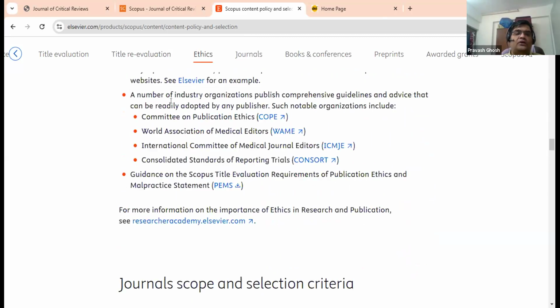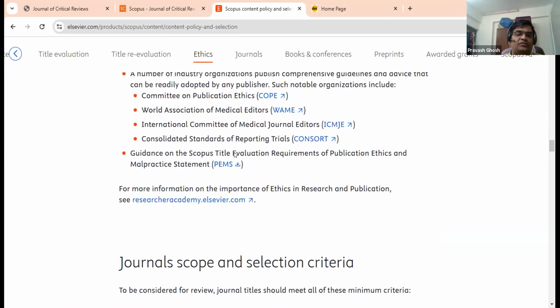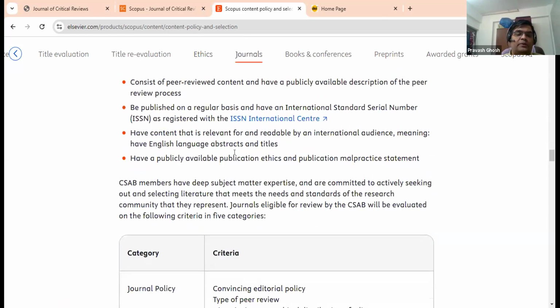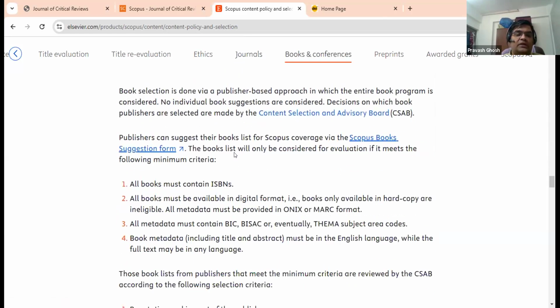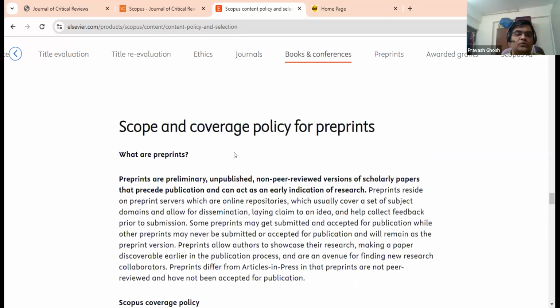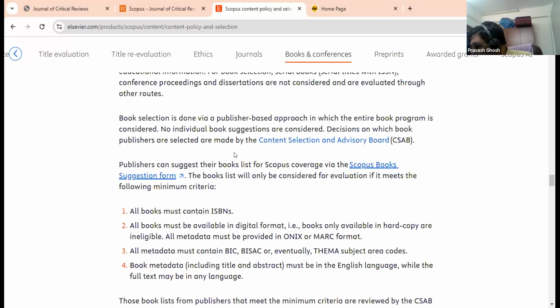So COPE, I told you, the committee COPE, whether the journal is following the COPE rules. If it is a medical journal, the WAME rules. If it is an international medical science journal, the ICMJE board is there. So different areas have different boards. Journal scope and criteria, journal collection, these things are there. So these are the things that Scopus does, right? That's why every month you will see they have thrown out 200 to 300 journals.